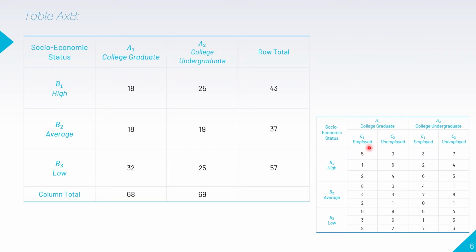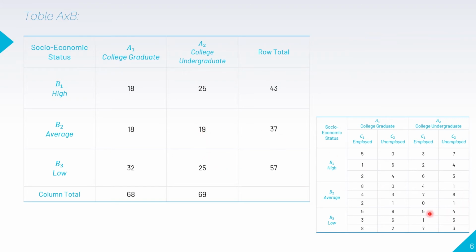status. So for college graduate, we have 5 plus 1 plus 2 plus 4 plus 6 plus 0, and we have 18. This one, same, 8 plus 4 plus 2 plus 1 plus 3 plus 0. For college graduate under the average, we have 18 too. In low, we have 5 plus 3 plus 8 plus 8 plus 6 plus 2, and we have 32. Same in finding our college undergraduate column, we have 3 plus 2 plus 6 plus 7 plus 4 plus 3, we have 25, and 4 plus 7 plus 0 plus 1 plus 6 plus 1, we have 19.